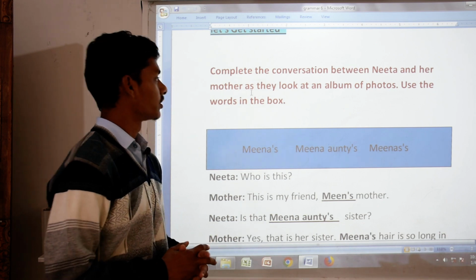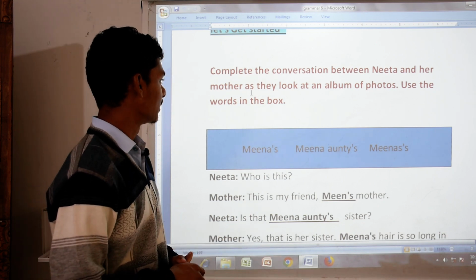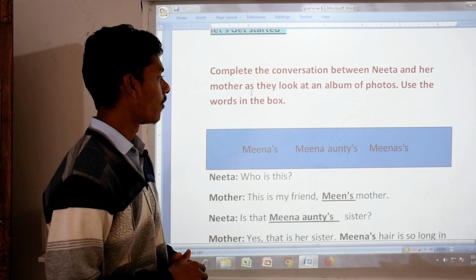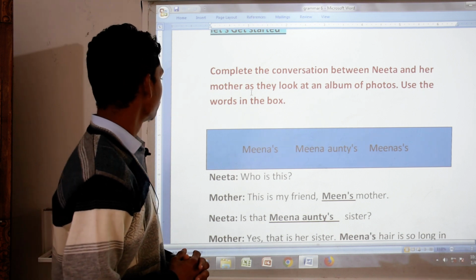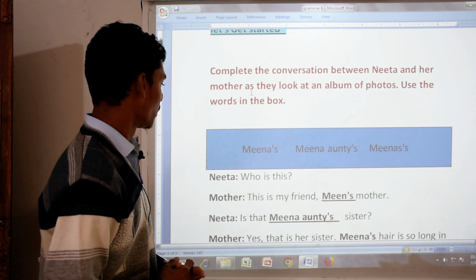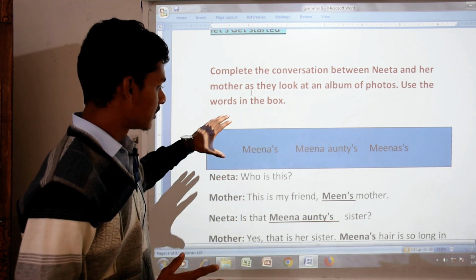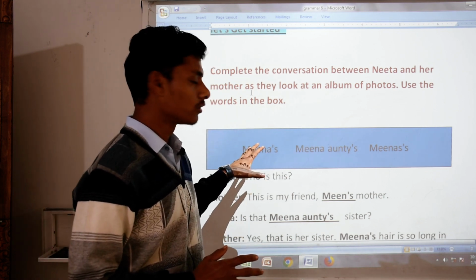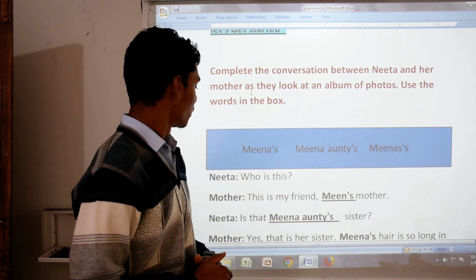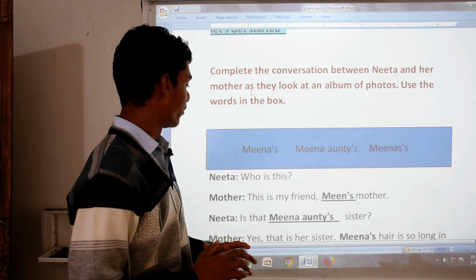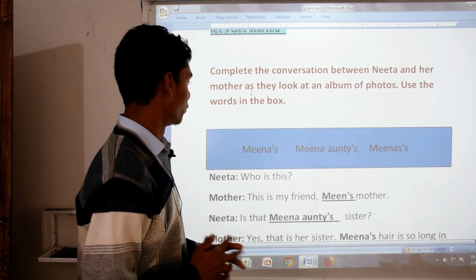Complete the conversation between Nita and her mother as they look at an album of photos. Use the words in the box. Here there is a box given and we have to use those words in the blanks where they are necessary to be put.